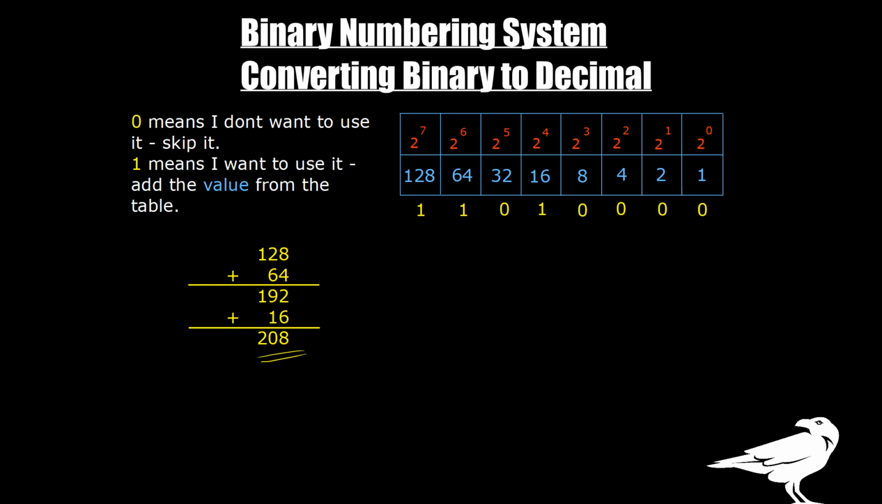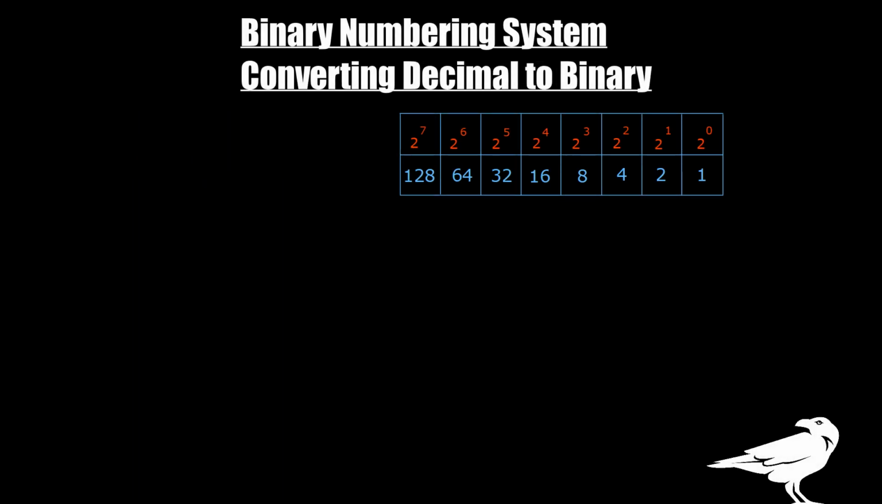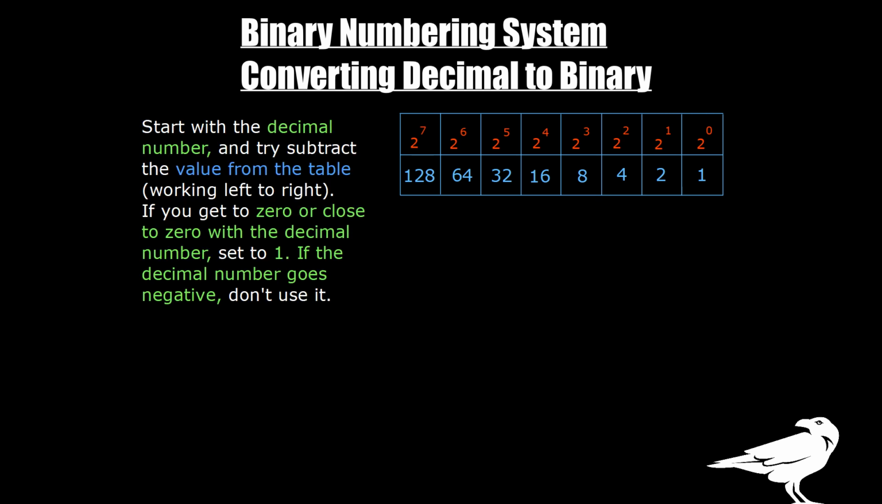Neato. But wait, what if you want to go the other way around? What if you want to go from decimal to binary? Because remember, your IP addresses are normally written in decimal notation because it's just easier for us to remember. What I suggest is you go with a similar method to what I use. What I do is this. I start with a decimal number, which I'll do in green, and then I try to subtract the value from the table, the value being that column's value.